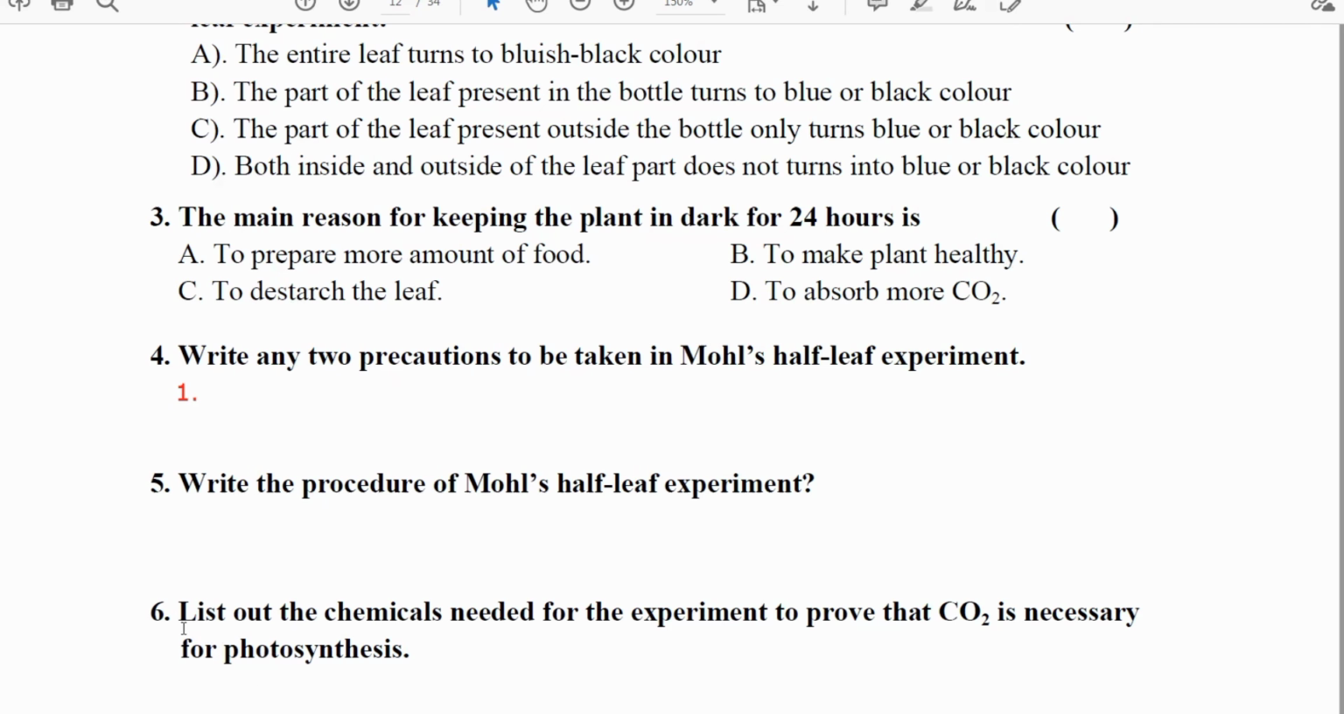Next, list out the chemicals needed for the experiment to prove that CO2 is necessary for photosynthesis. Here we can take two chemicals. One is KOH, whose main purpose is to absorb the carbon dioxide. Number two is iodine reagent, or iodine solution, to test the starch. So these are the two chemicals we used in this experiment. KOH is used to absorb the CO2 and iodine solution is used to test the starch.